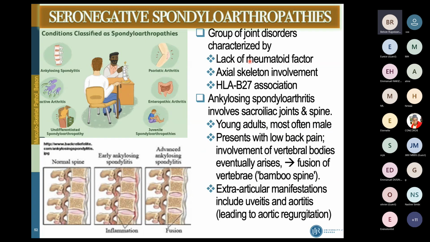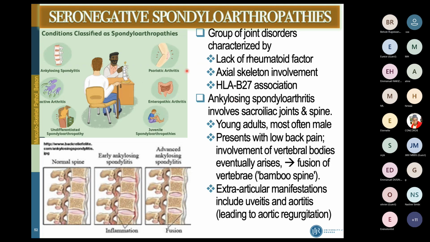So ankylosing, there will be HLA-B27 association. So there are then, as here, the first bullet says, this is a group of joint disorders. The first one is ankylosing spondyloarthritis. It makes ankylosis when there's a fusion of bones around the joint.